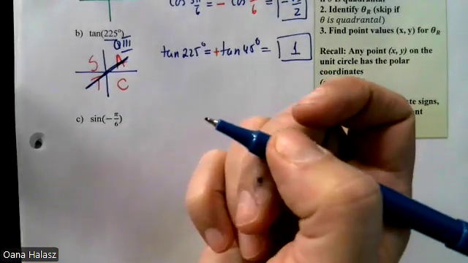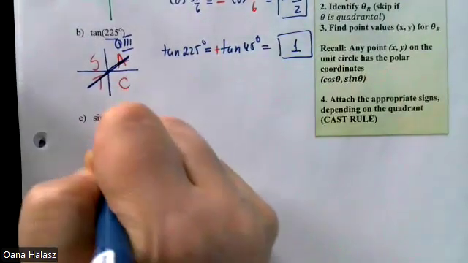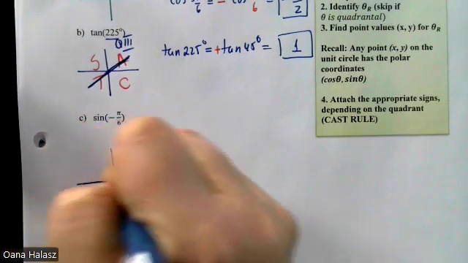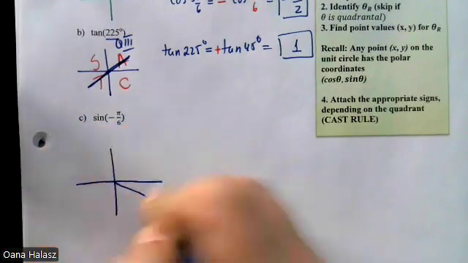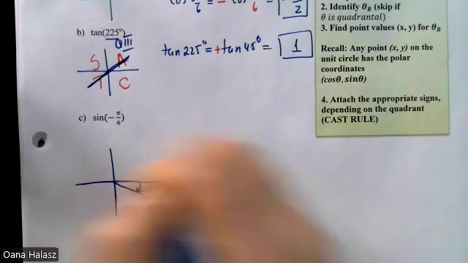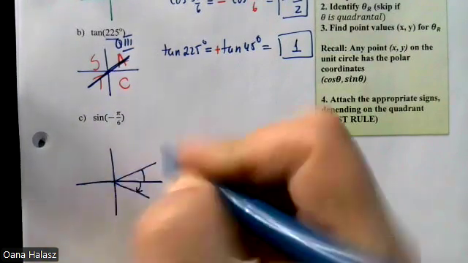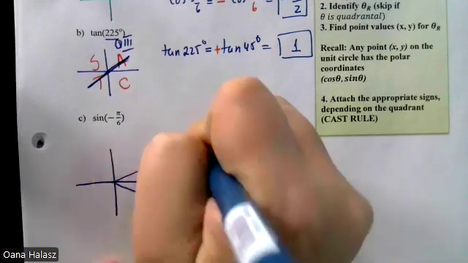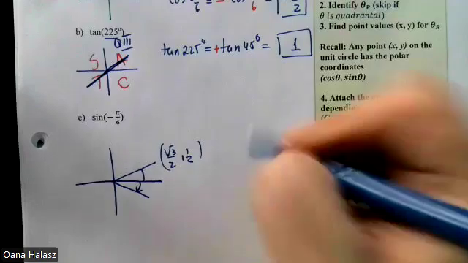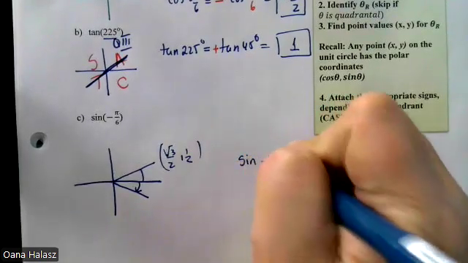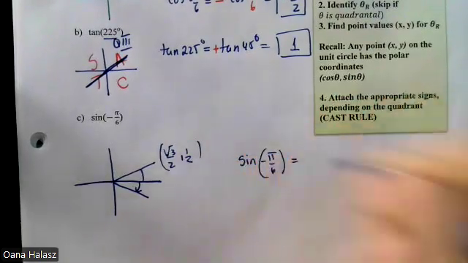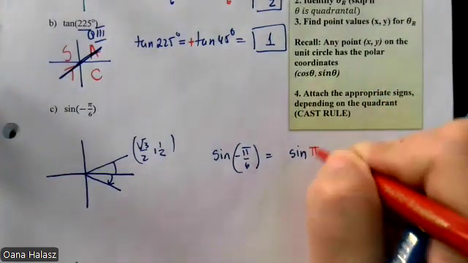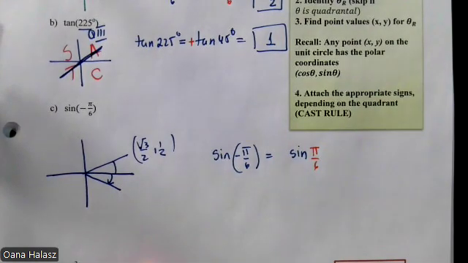Sine of negative pi over 6. Pi over 6 again. Negative pi over 6 is right there. Same as that one, which is again square root of 3 over 2, 1/2 the point. So sine of negative pi over 6 is the same thing as sine of theta r, which is pi over 6. Now, positive or negative?